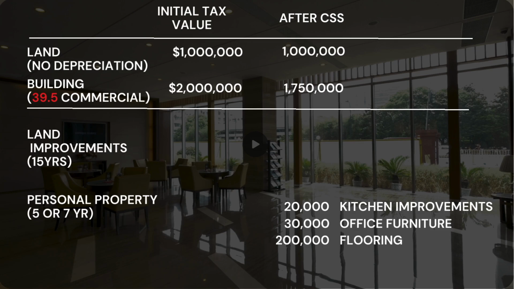Our cost segregation study has yielded us $20,000 in kitchen improvements we saw, $30,000 in new office furniture that's been set up, and they had just had their floors redone for $200,000, the whole space. It looks bright, it looks beautiful, it looks great, and now it's going to help you get a tax benefit.